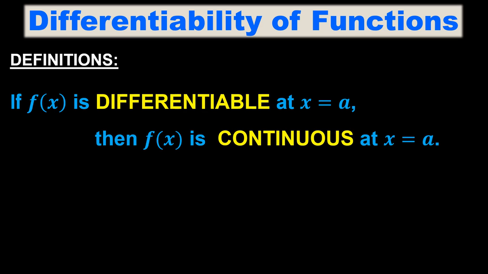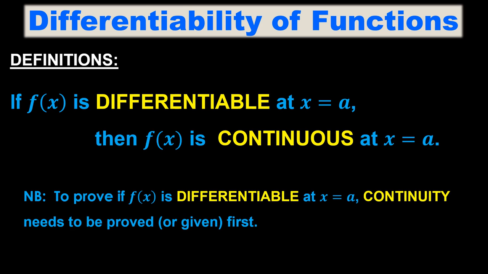The definition states that if a function is differentiable at x is equal to a, then f of x is also continuous at that point. So if it's differentiable, then it is continuous. It's not necessarily the same in reverse. So a function may be continuous, but not necessarily differentiable. So if you want to prove that a function is differentiable at a specific point where x is equal to a, you must prove that continuity exists, or it must be stated in the question.